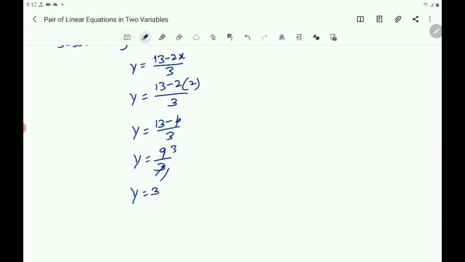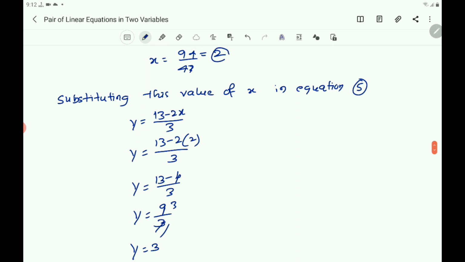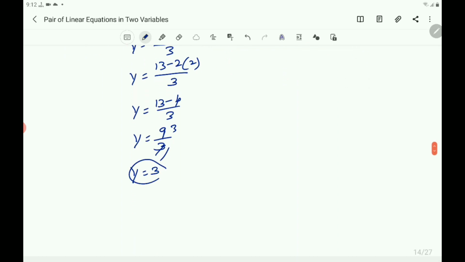You got x equals 2 and also you got y equals 3. Therefore the solution is x equals 2 and y equals 3. By substituting the values x equals 2 and y equals 3 in the given two equations, you can verify whether the values satisfy both the equations or not.